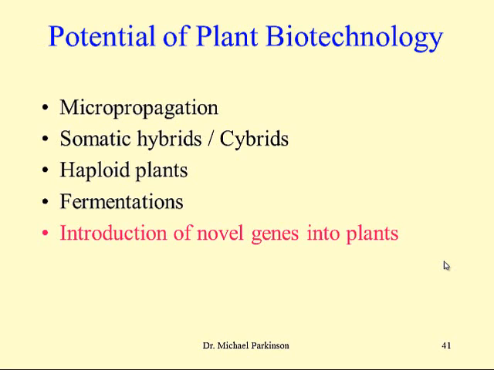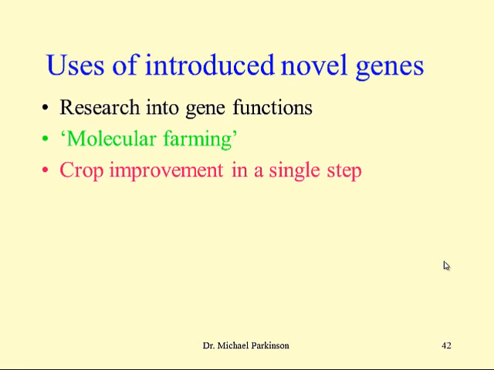And finally, I want to talk today about introduction of novel genes into plants. And these have a number of different uses. You can research into gene functions by putting in antisense to knock out particular genes. You can get overexpression of one particular protein. So for example, human serum albumin can be expressed in plants, and you can end up with high levels of human serum albumin being formed, which can then be purified. So this is an example of molecular farming. Or what's been used most widely is crop improvement in a single step.